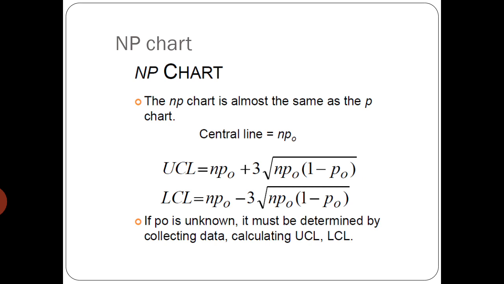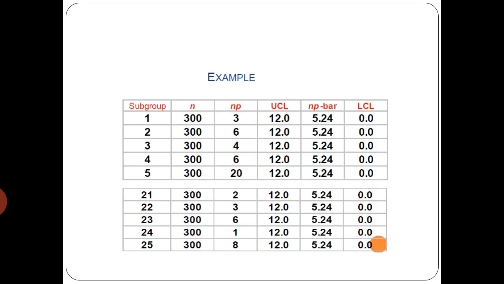Next, coming to the NP chart, only the formulas are different. For upper control limit, NP naught plus 3 root of NP naught into bracket 1 minus P naught. Lower control limit, NP naught minus 3. So just the upper control limit is plus 3, here it is minus 3. So just concentrate on the formula for all types of charts.